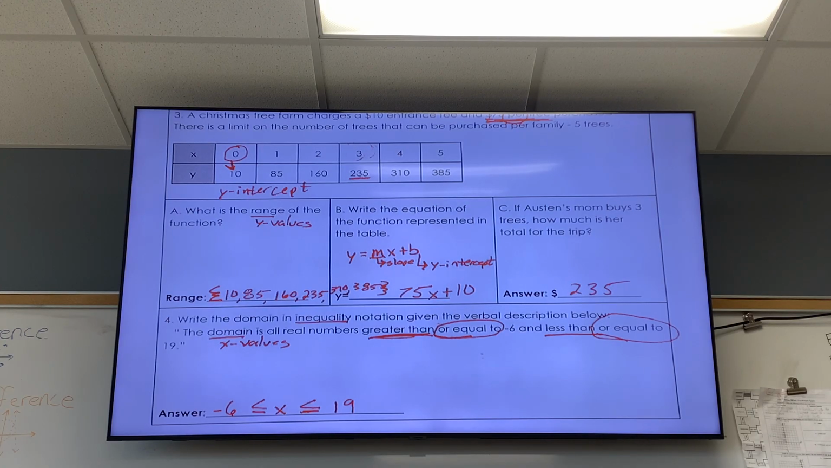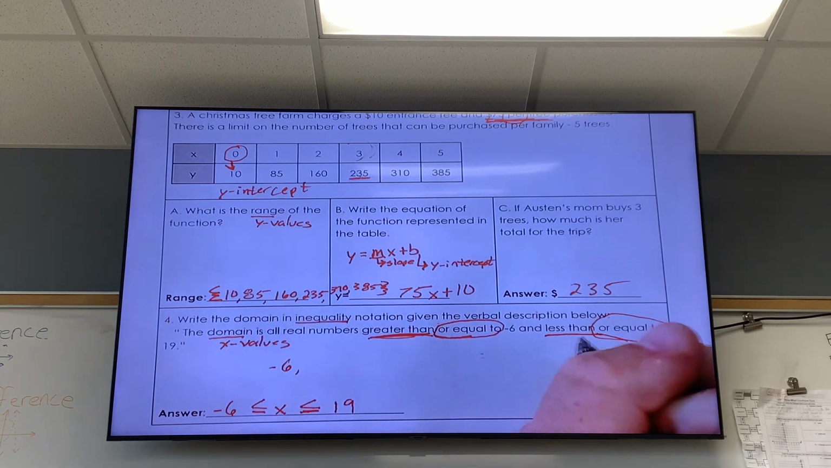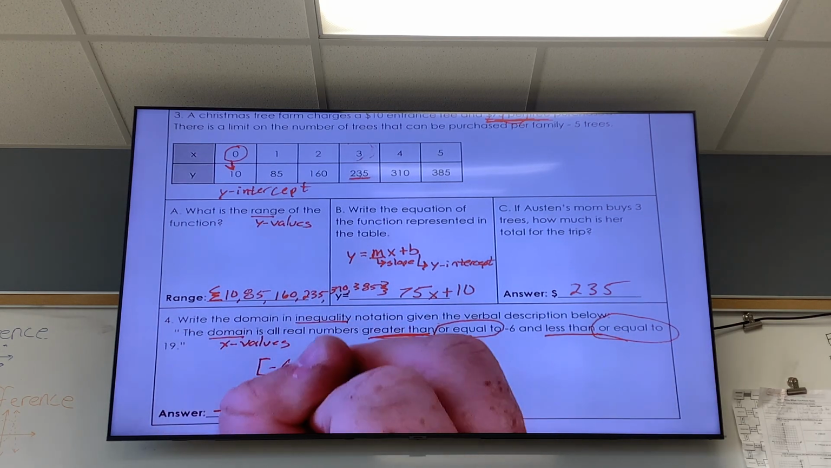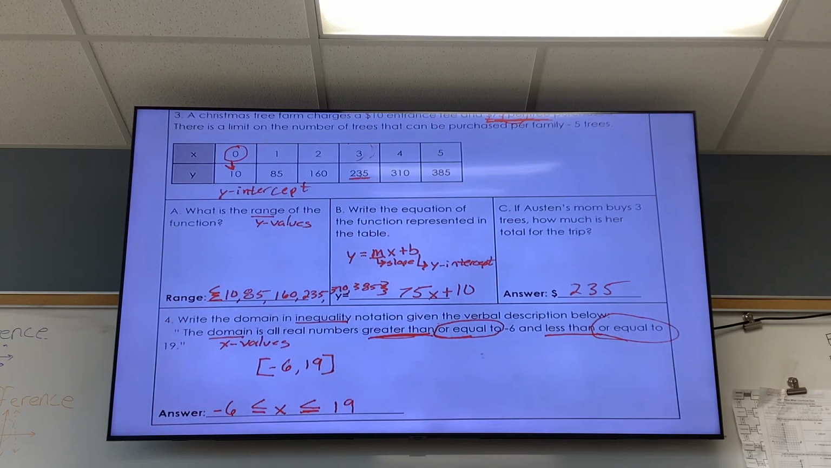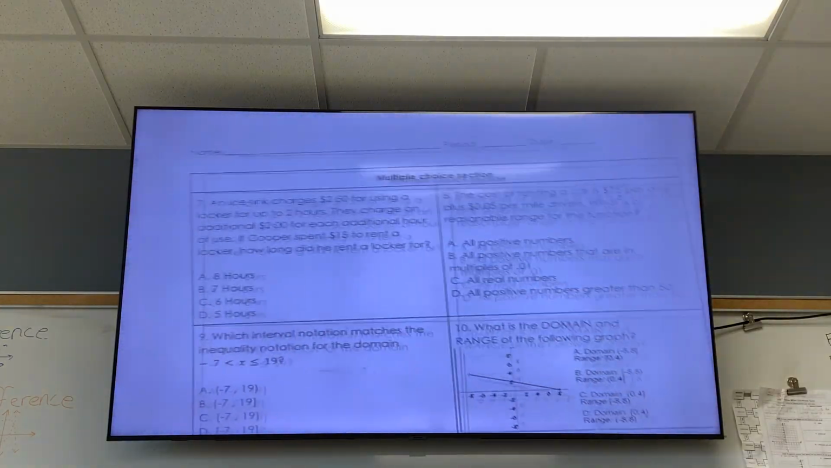And there is our answer to number 4. Okay, you could have also started like we did the last one and had your -6 for your lower limit, your 19 for your upper limit, and used brackets, and then gone on to your inequality notation. Okay, moving on to the back.